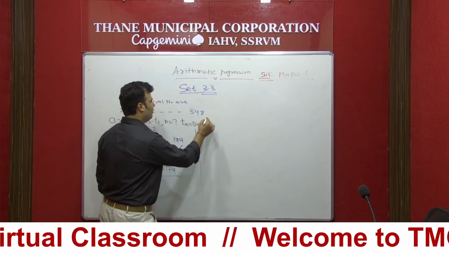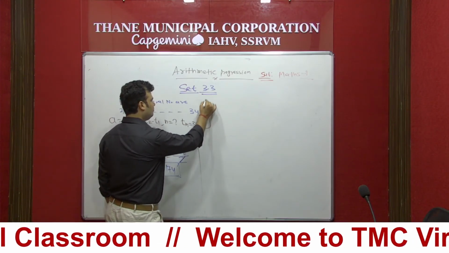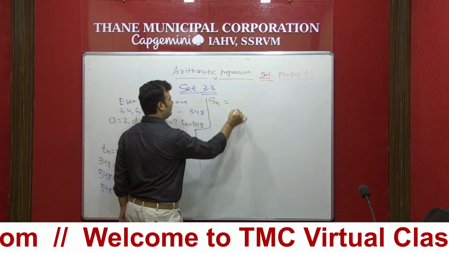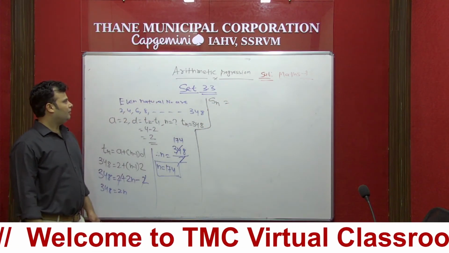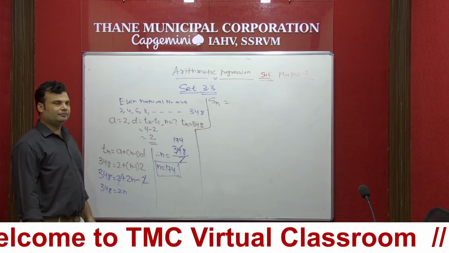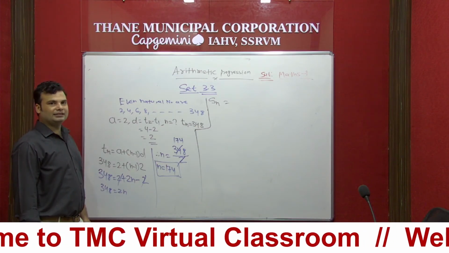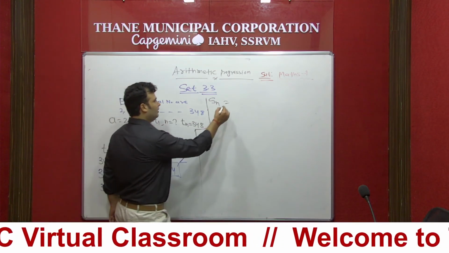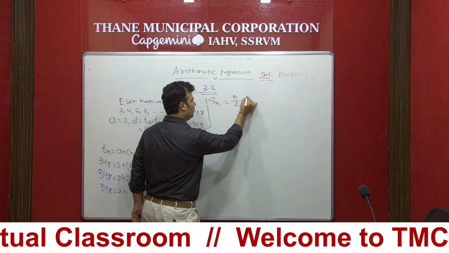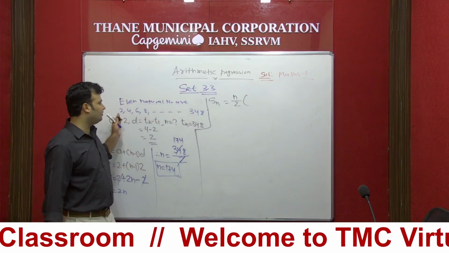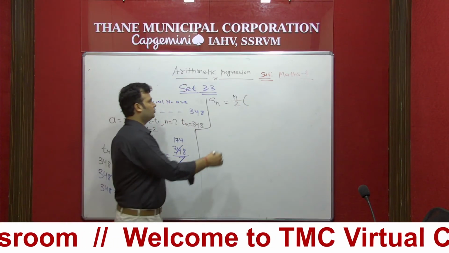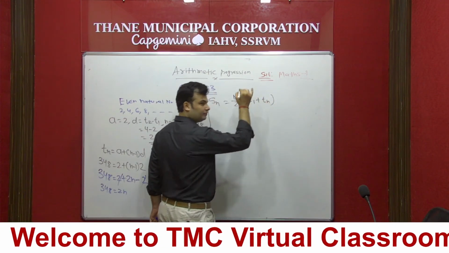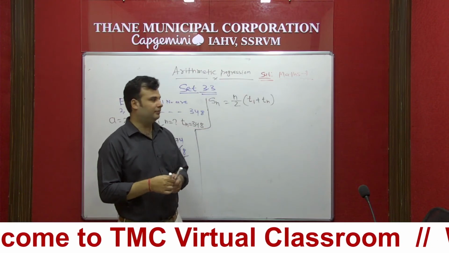Now student, we have to find the value of Sn. So what is the formula of Sn? Student, in this part first term is given as well as last term is given. So directly we can apply the second formula. आप first formula से भी ला सकते हो, but it is simple only because first term is given as well as last term is given. So n upon 2, first term plus last term.